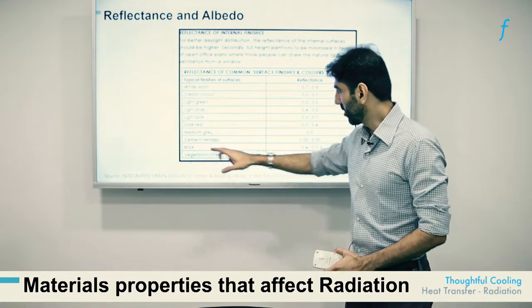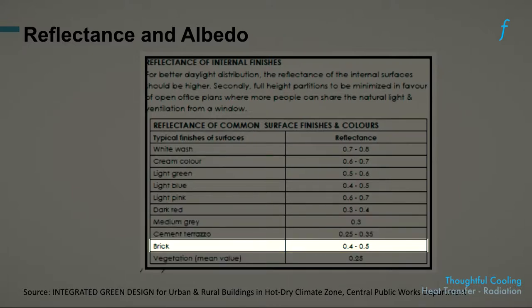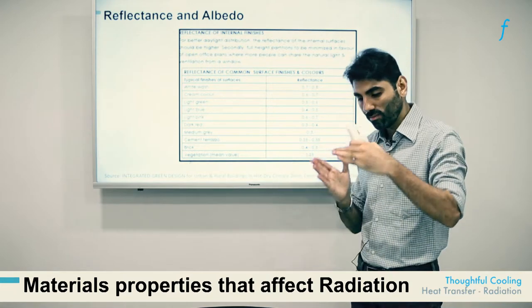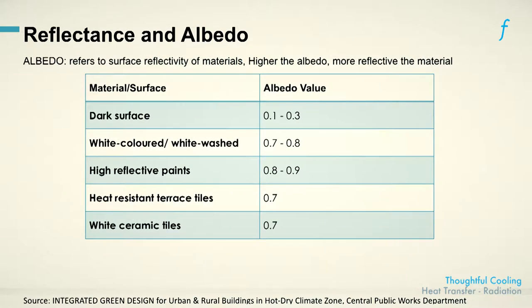On the lower part of the table are the darker surfaces or darker finishes, and as you can see, conventional brick has a reflectance of only about 50%, which means a lot of the radiation is absorbed and either re-radiated, or transmitted, or re-radiated inwards into the building.